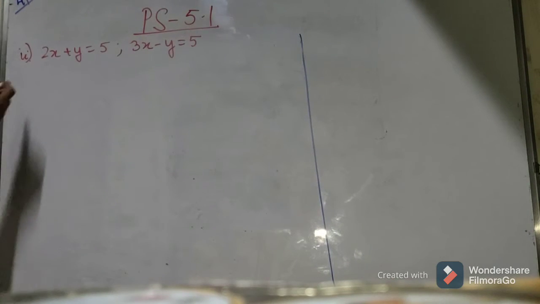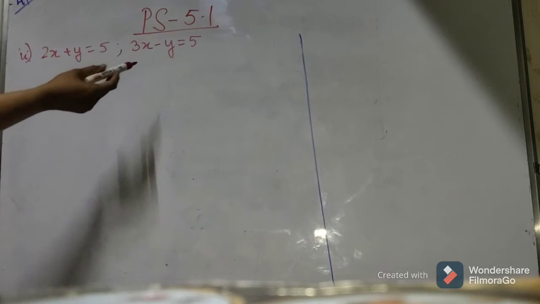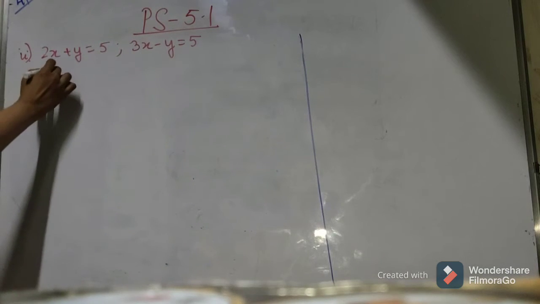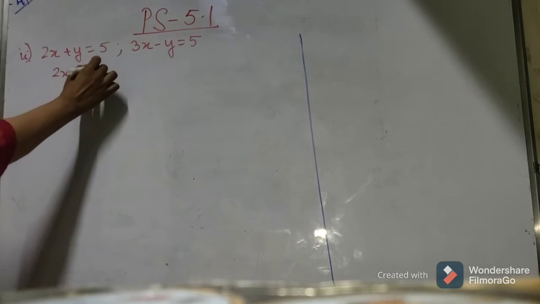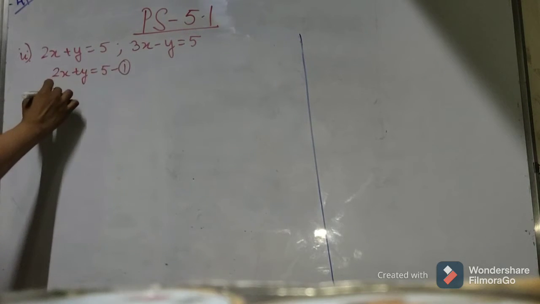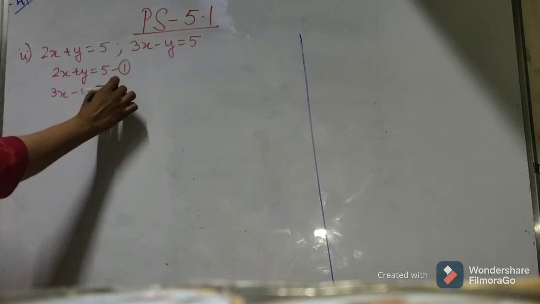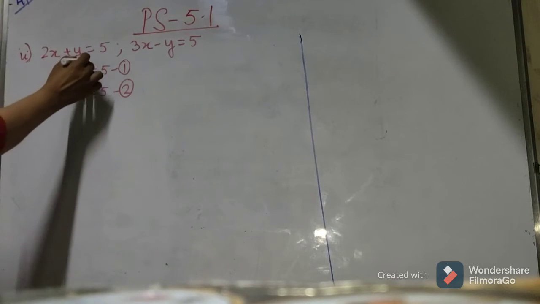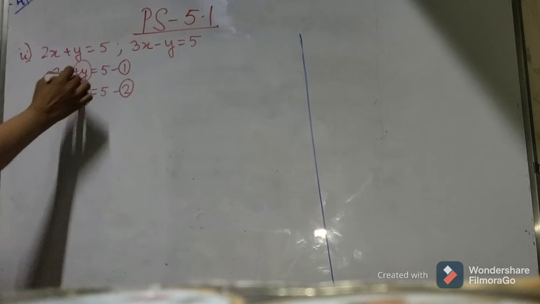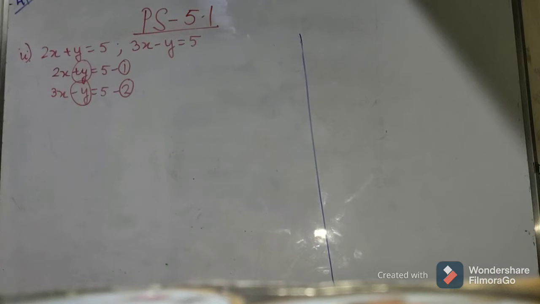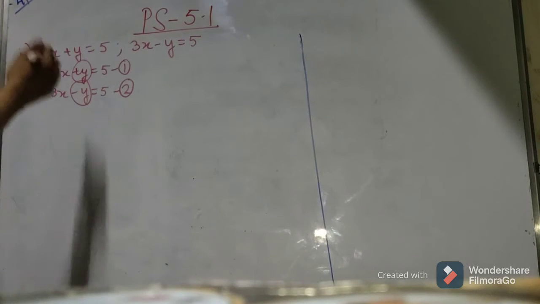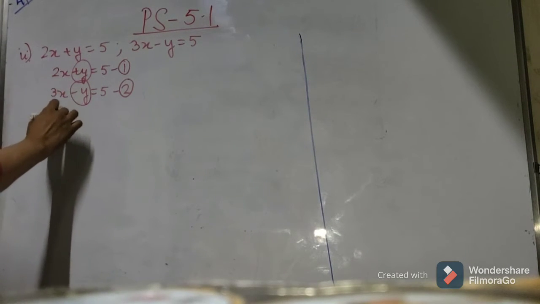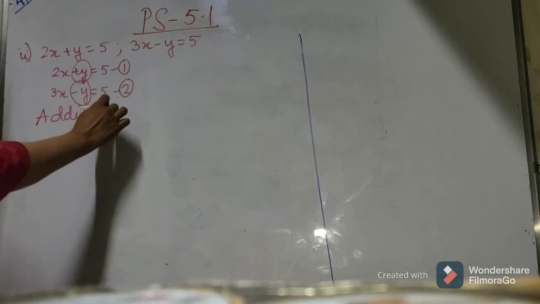Okay, the second question is 2x plus y is equal to 5, 3x minus y is equal to 5. So again, the first thing we are going to do is mark 2x plus y is equal to 5 as equation 1, and 3x minus y is equal to 5 as equation 2. Second step, see what is common in both of them. Yes, the y variable is common, I can see here. Nothing written means 1 is there, so 1y is common. So what do I do now? I can add, because the signs are different, so adding equations 1 and 2.